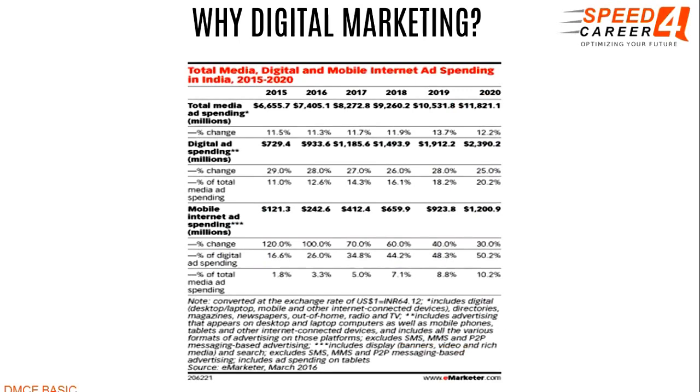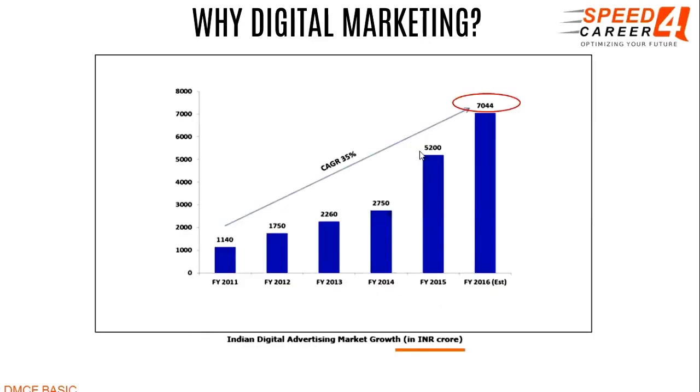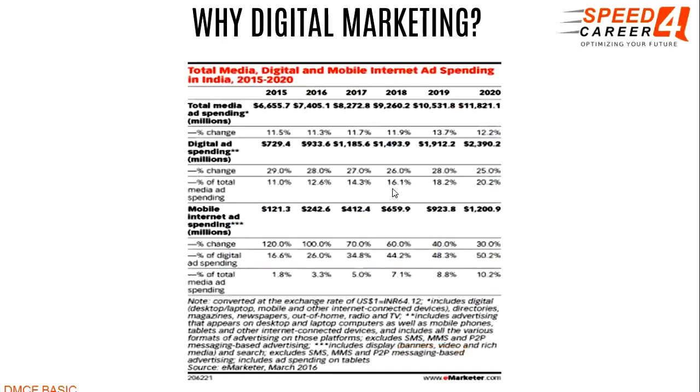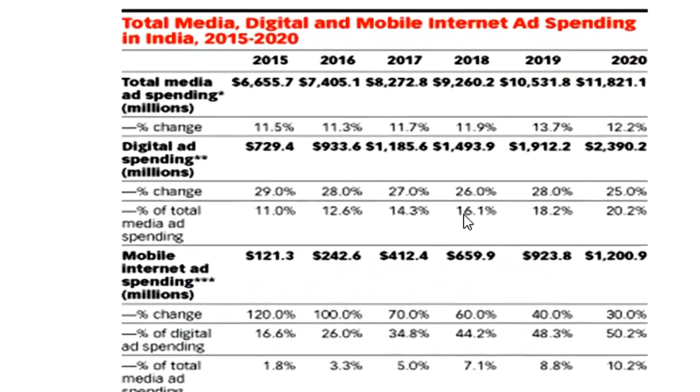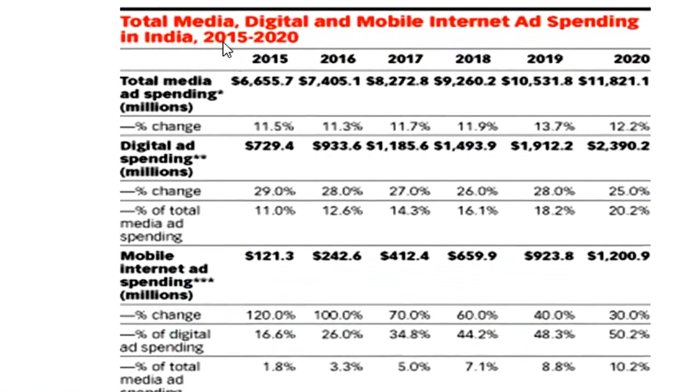This is another diagram, given in dollars. The previous diagram was in INR or crores, and this diagram is given in dollars and millions. Let's see how people are projecting the Indian digital market will be in the next 5 years, from 2015 to 2020. Total media ads expenditure by 2020 will be $11,821 million. $1 is equal to 64 rupees. And people are calculating that digital and internet ad spending will be around $2,390 million out of this total media expenditure.